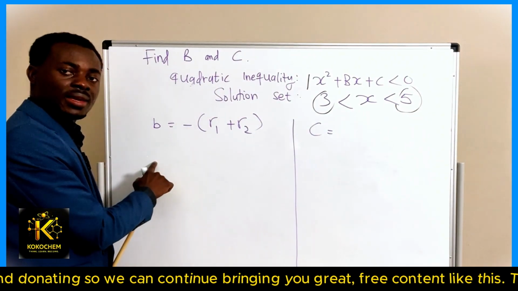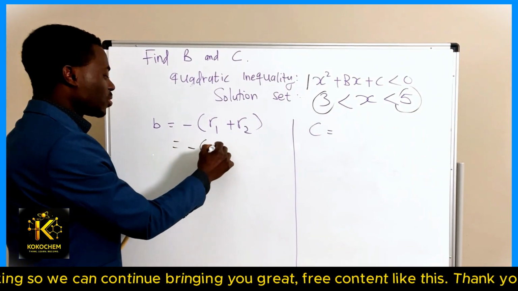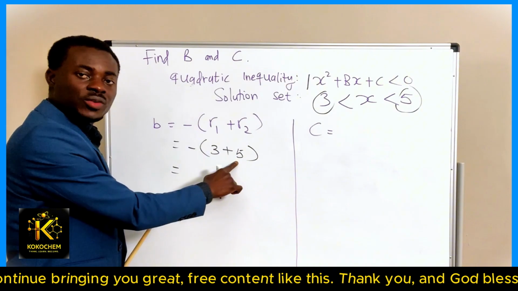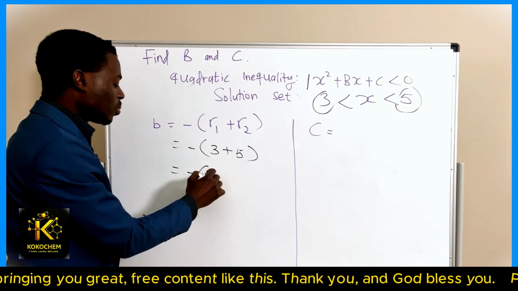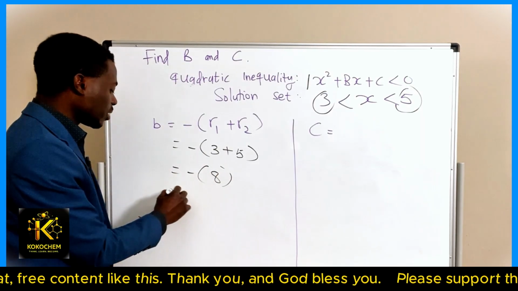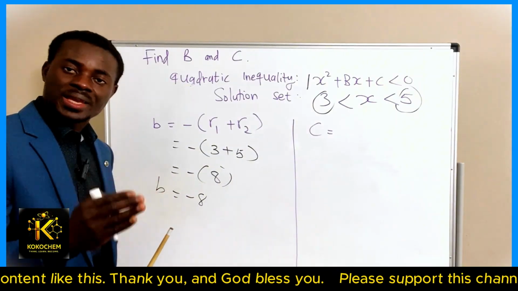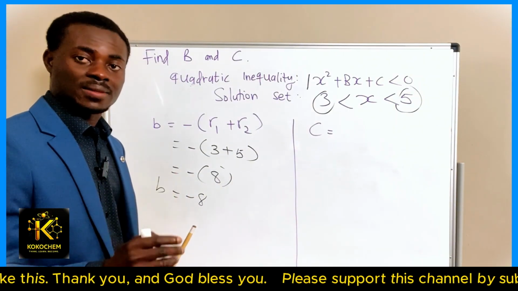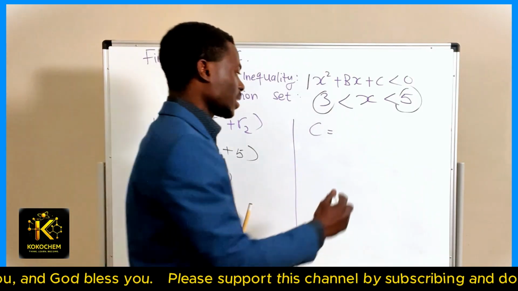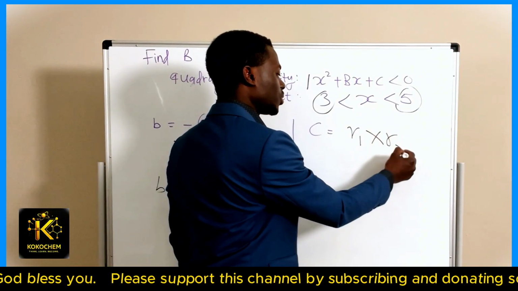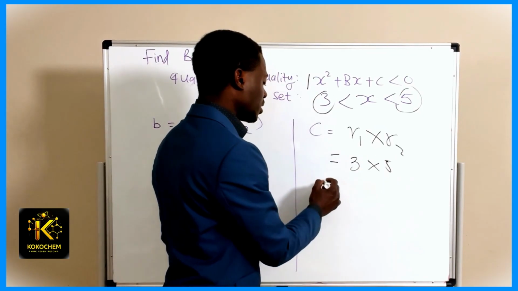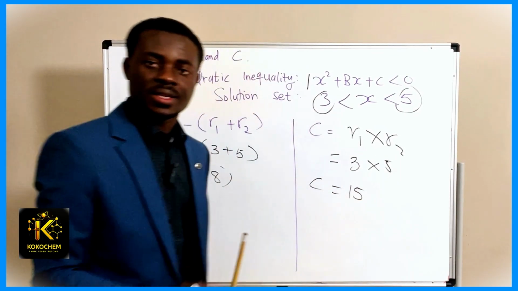So over here, b is equal to minus 3 plus 5. 3 plus 5 will give you 8. So it's going to be minus open parenthesis 8 close parenthesis. Minus 1 times 8 will give you minus 8. Therefore, b is equal to minus 8. Let's look at c. The formula for finding c is r1 times r2. So straight ahead, we just say 3 times 5. Therefore, c is equal to 15.